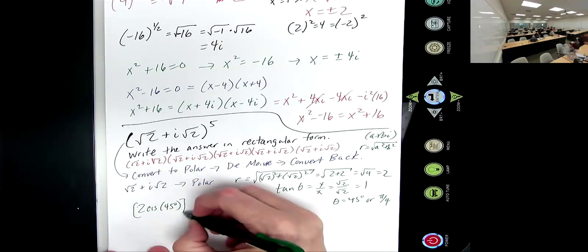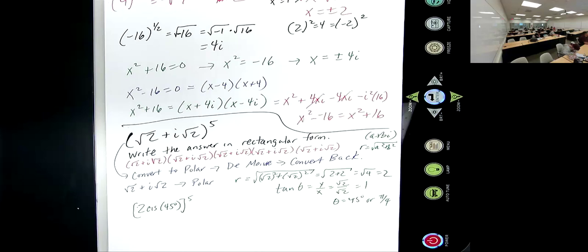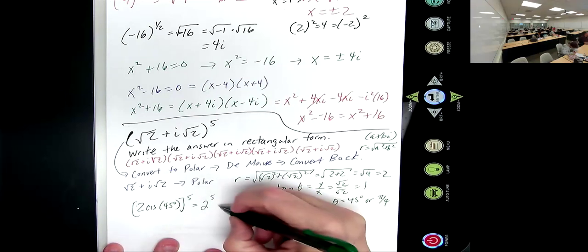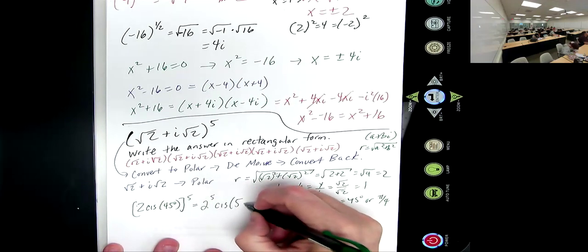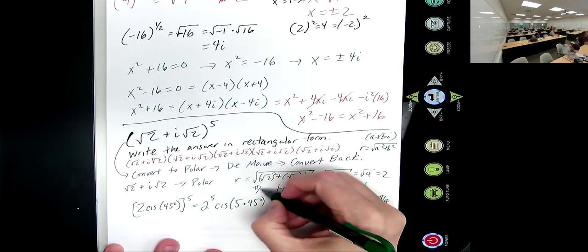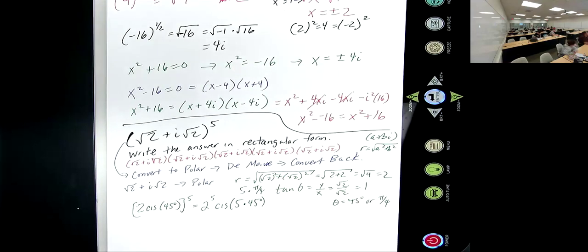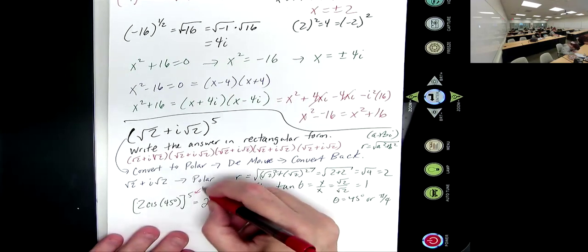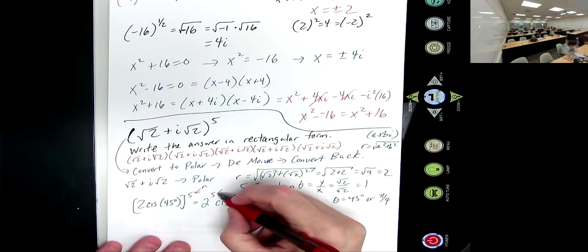to the fifth power. This says take the fifth power, put it on the 2, and make it a multiplier on the 45 degrees. Or if it was pi over 4, on the pi multiplied by the pi over 4. That's our n.